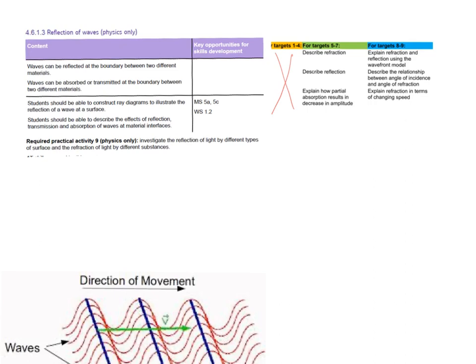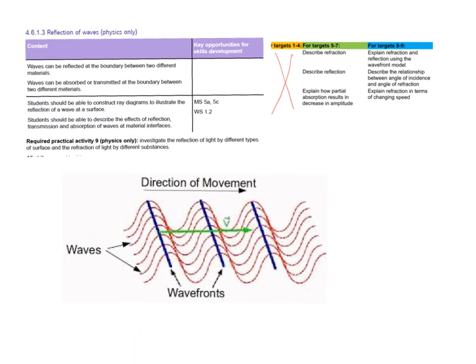So one of the key things that pops up is that waves can be reflected at a boundary between two different materials. To begin with, I will also explain what we mean by a wavefront, because that's something that you will see in your course. So one good way of looking at it is this diagram here.